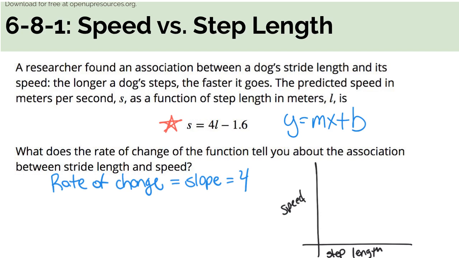And I'm going to remember that slope can be written as 4 over 1 in this case, and that's rise over run. So I'm going to make a slope triangle. I know I don't have any points on here, but I'm just going to make the triangle anyways. And it's just going to look like that. My rise would be 4, my run would be 1. And so what I'm looking at is that every time my step length increases by 1, my speed is going to increase by 4 meters per second.